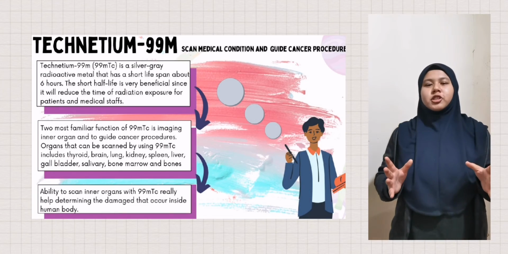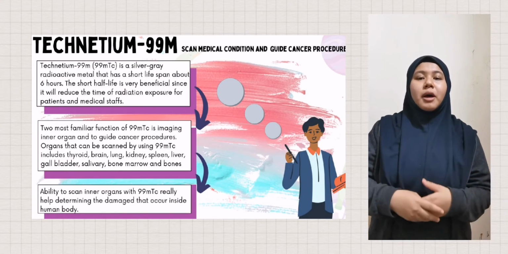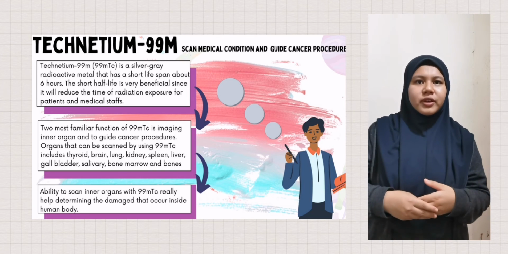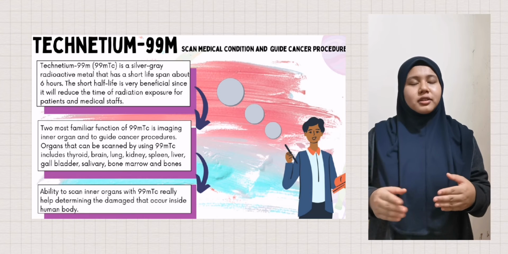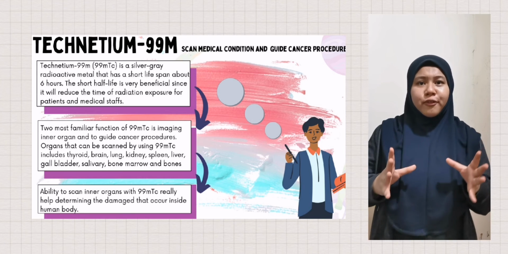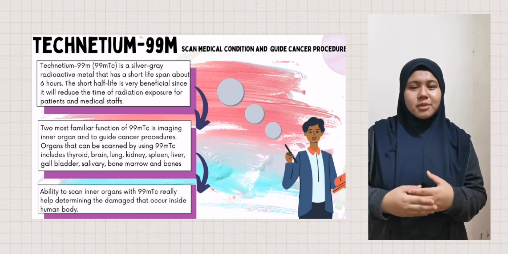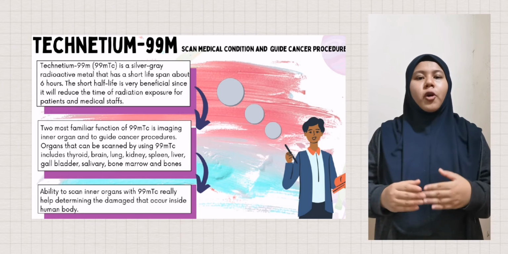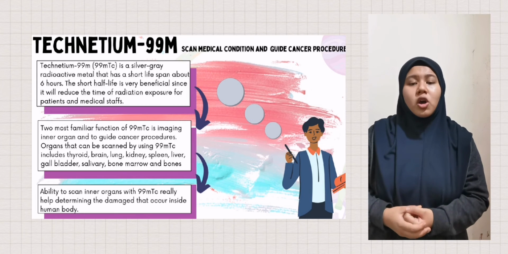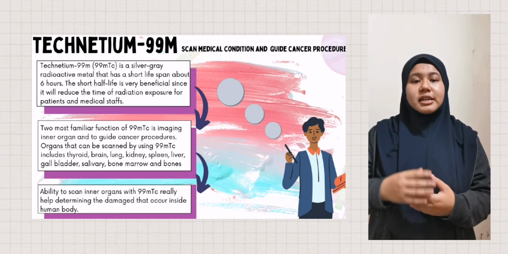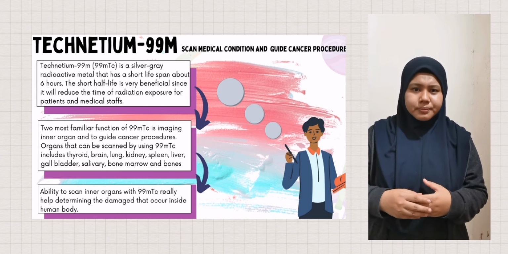Okay, the last radioisotope we are going to discuss is technetium-99m. Technetium-99m is a silver-gray radioactive metal that has a short lifespan, about 6 hours. The short half-life is very beneficial because it reduces the radiation exposure for both patients and medical staff. Also, because it has a very short half-life, it is easier to handle the waste.